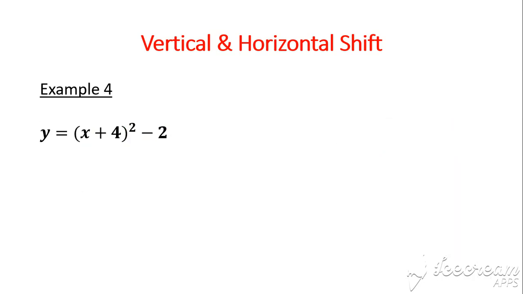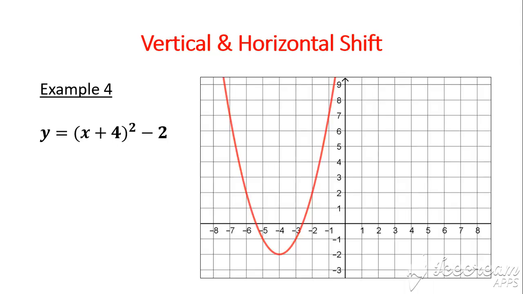One more example to try and put this together. y equals bracket x plus 4, close bracket, squared, minus 2. Here's what the graph looks like. Once again, the vertex has moved 4 squares to the negative and then down 2 squares. Because of that plus 4 in brackets, we go in the opposite direction. It's a plus 4, so the graph moves 4 squares to the left, to the negative 4. And then because there's a minus 2, we have to go down 2. So the vertex has gone 4 to the left and 2 down.